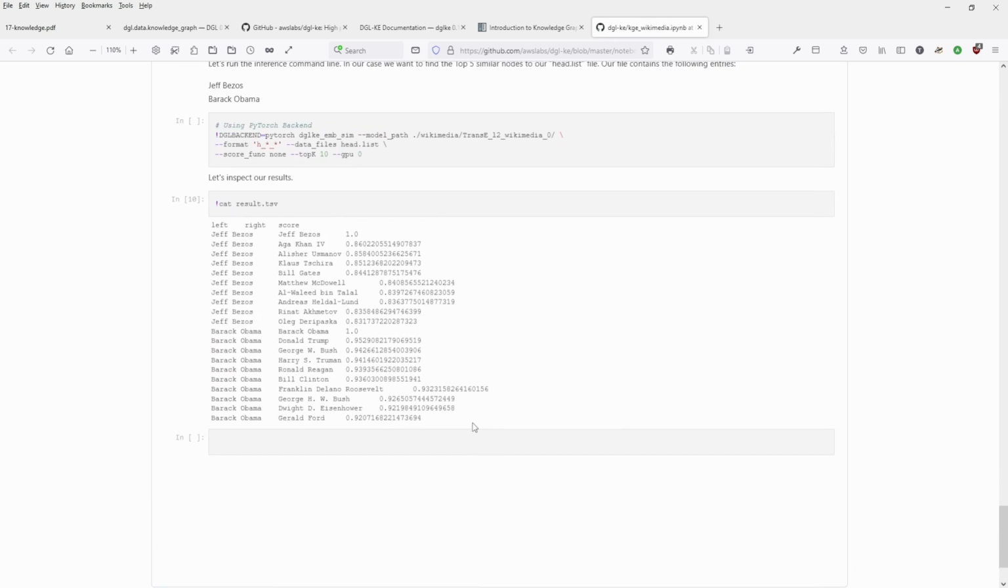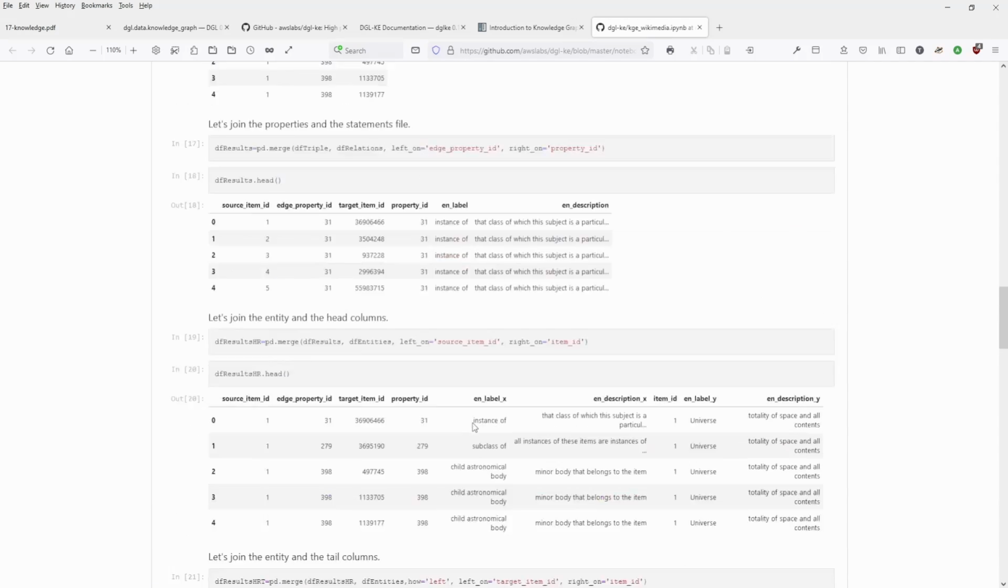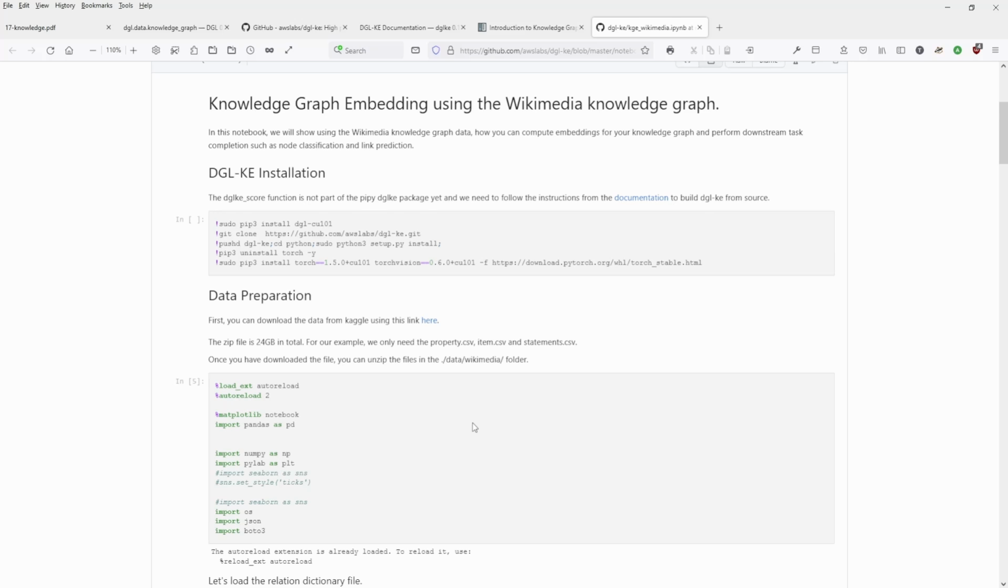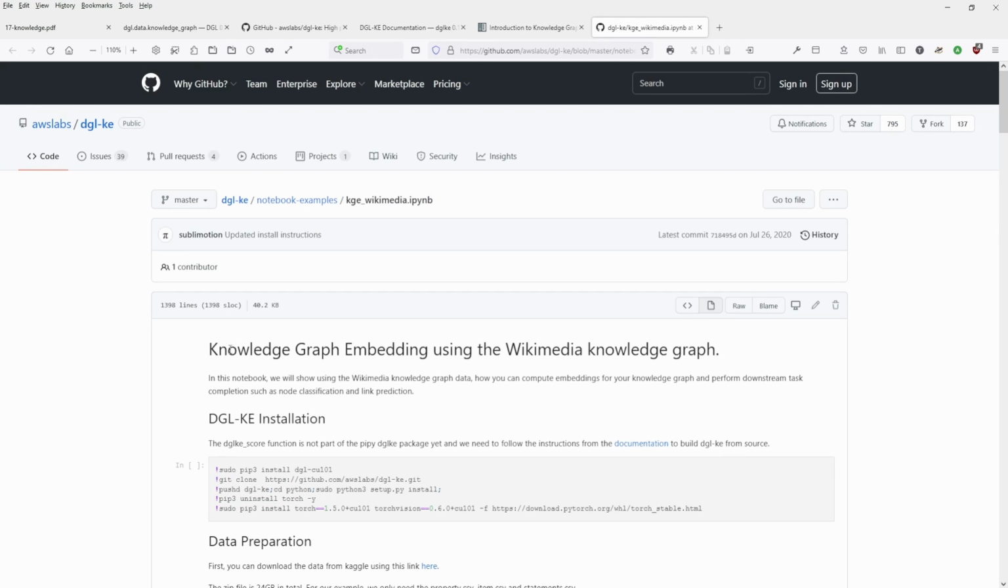So have a look at this, play around with it. This is a predefined Jupyter notebook for knowledge graph embeddings implemented in Python code.